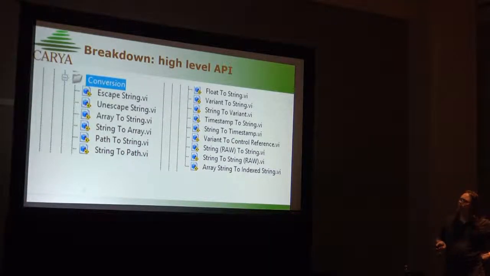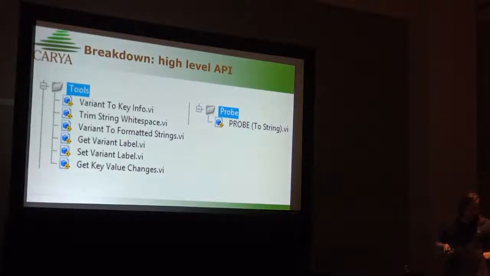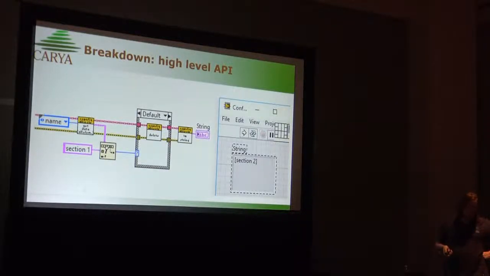There are some conversion VIs, and some of them are only used once, but I put them in VIs anyway because you make them dynamically dispatched, and then you can inherit from them, and you can choose to change the way strings are escaped or unescaped, or how a float converts to a string, for instance. Some tools. What's important is the probe. That's very convenient. You can just put a probe on a configuration wire and you get to see your INI file. It's very, very nice.